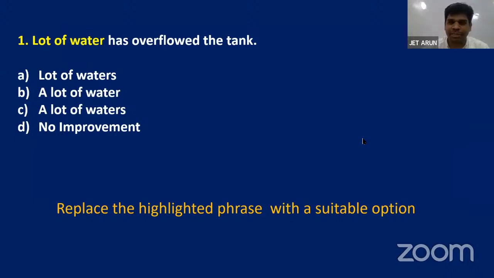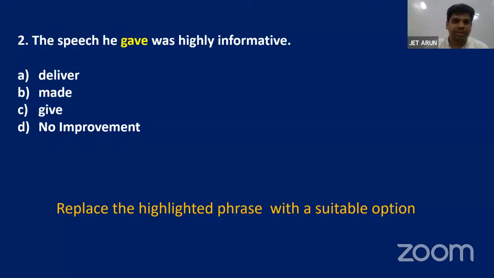B. All right. Chaitanya says B. Seshna says B. Harshvardhan says. Now the options are A, B, C, D, students. It's not 1, 2, 3, 4. So be careful. Okay. Let's see the answer, students. It's a lot of water. A lot of water has overflowed the tank. Let's go for the next one.